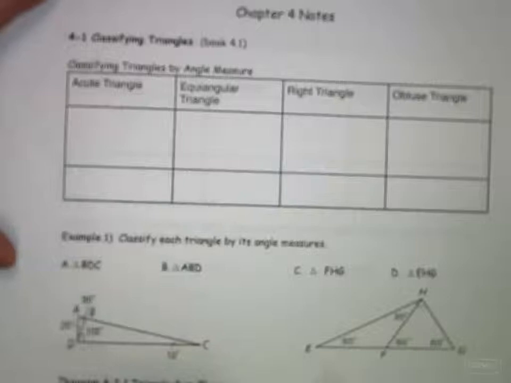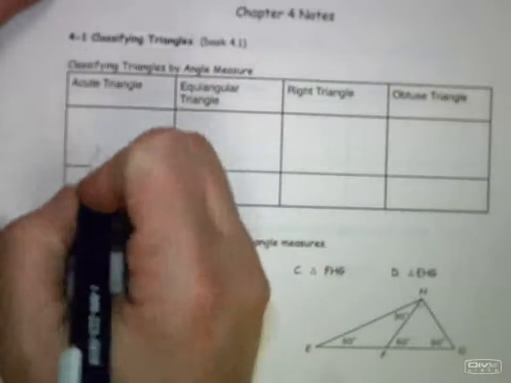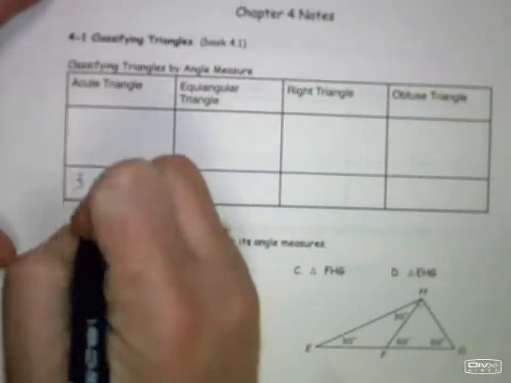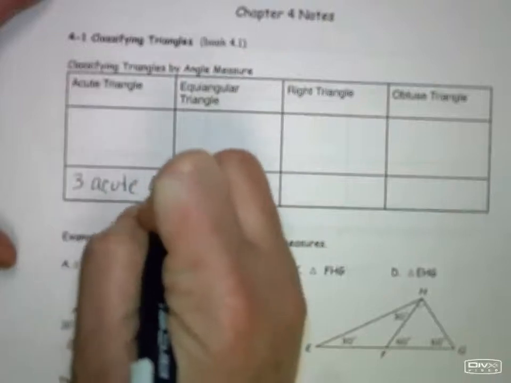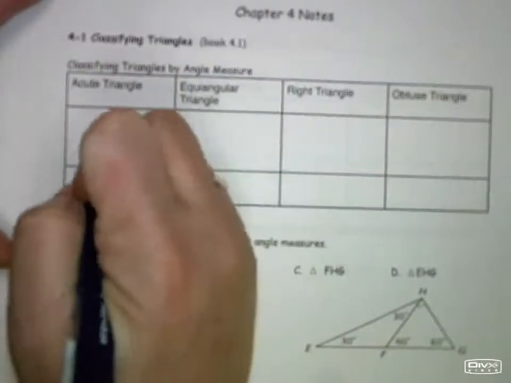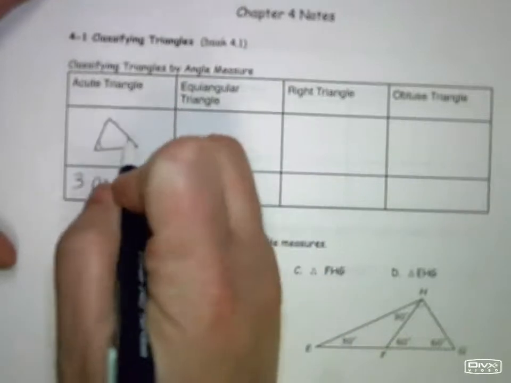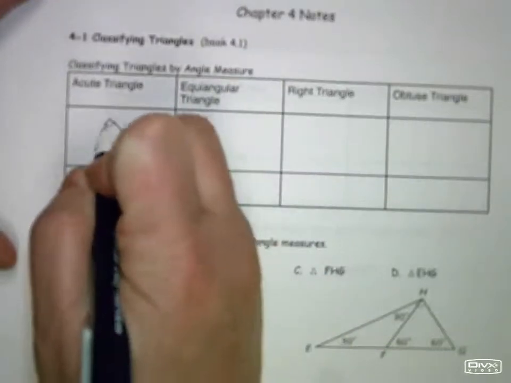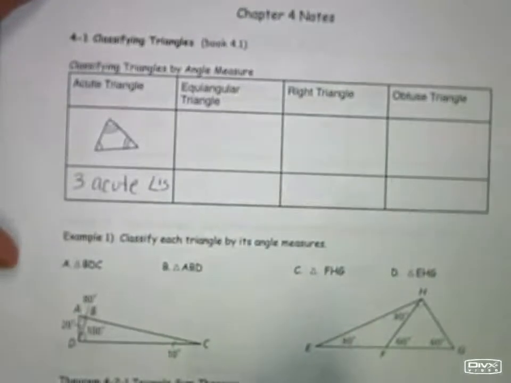In Chapter 4, Section 1, we start by classifying triangles. And the first thing we're going to do is classify these triangles by angle measure. An acute triangle has 3 acute angles. And I'm going to draw something like that. All 3 of those, in this case, they're all different sizes, but they are all 3 acute angles.